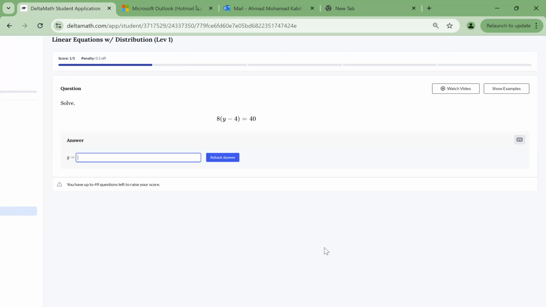Here we have 8 times y minus 4 equals 40. Again, instead of distributing, I'm just going to divide both sides by 8. This is much faster. 8 cancels out, so you have y minus 4 equals 40 divided by 8, which is 5. So y equals 4 plus 5, y equals 9.